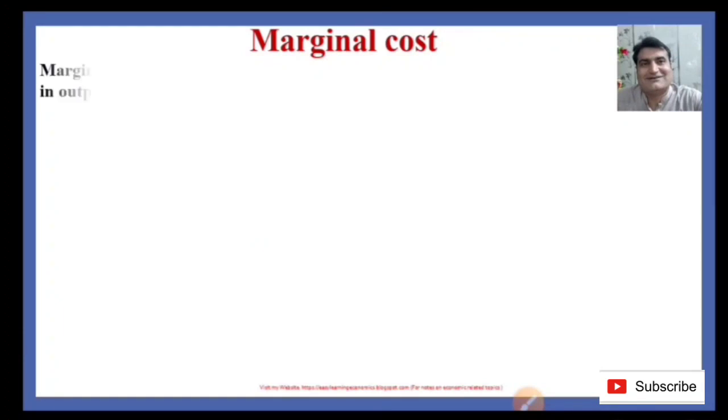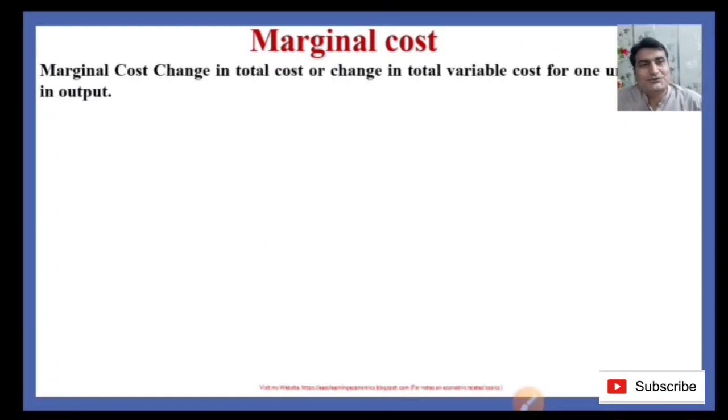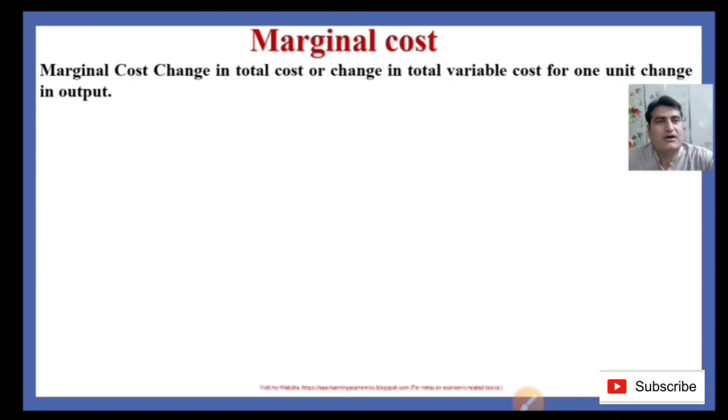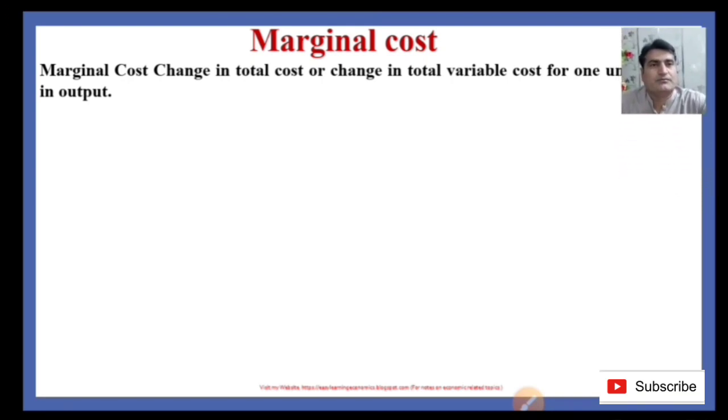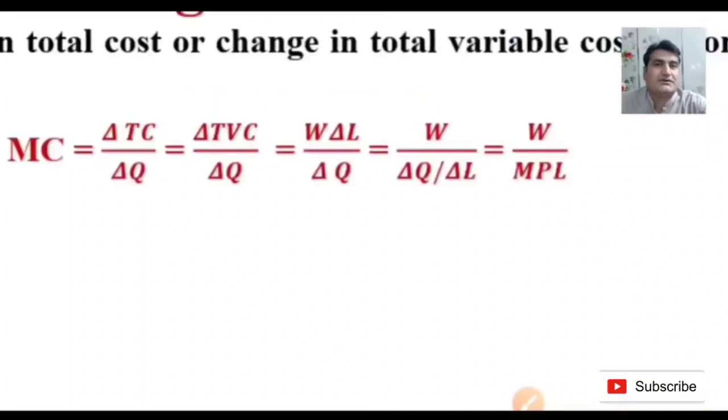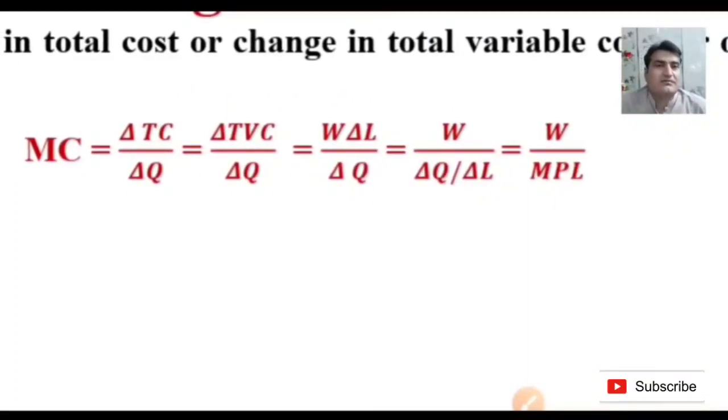What is marginal cost? Remember that whenever we use the word marginal, it means additional. When we use marginal cost, marginal benefit, marginal revenue or marginal profit, it means the additional. Remember that marginal means additional and it shows the change. So marginal cost is the change in total cost or change in total variable cost for one unit change in output. Marginal cost is equal to change in total cost divided by change in quantity.